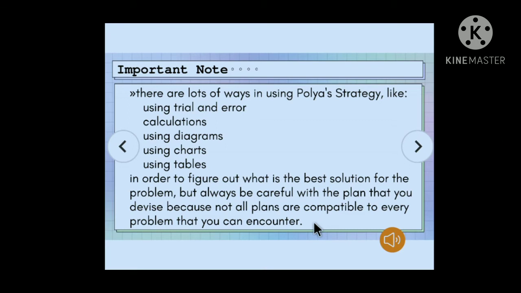Also, there are a lot of ways in solving a problem, and Polya's strategy is just one of them. And that will end the discussion of Polya's strategy. It is as simple and concise and brief as it is, and I hope you understand it well.